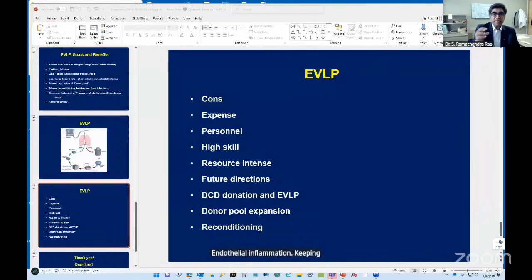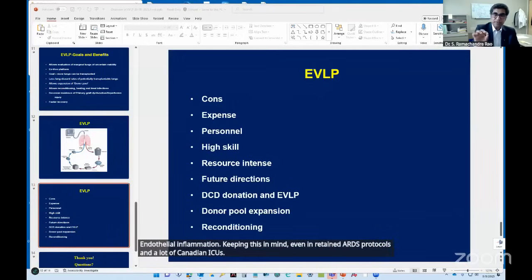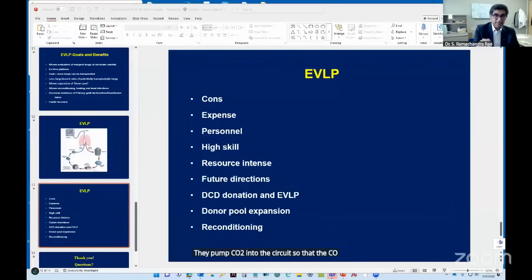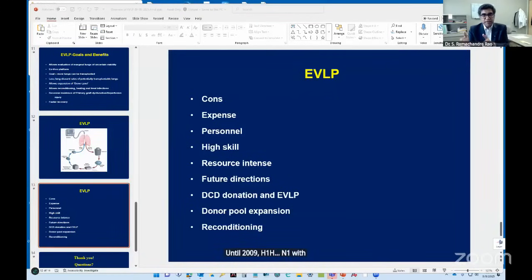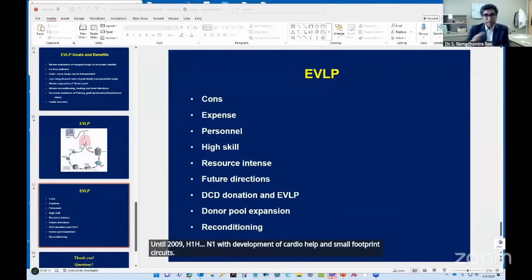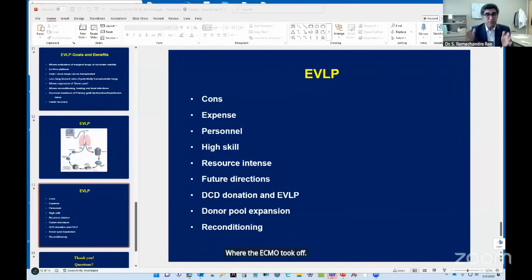Keeping this in mind, even in routine ARDS protocols in a lot of Canadian ICUs, they pump CO2 into the circuit so that CO2 is not low, to facilitate healing from the hypercapnia. All of this was standard routine protocol until 2009 H1N1, with the development of CardioHelp and small footprint circuits, where ECMO took off. Until then, CO2 was an integral part of the gases pumped through a routine ventilator circuit. So it comes from that mindset, understanding pathophysiology and the published literature.